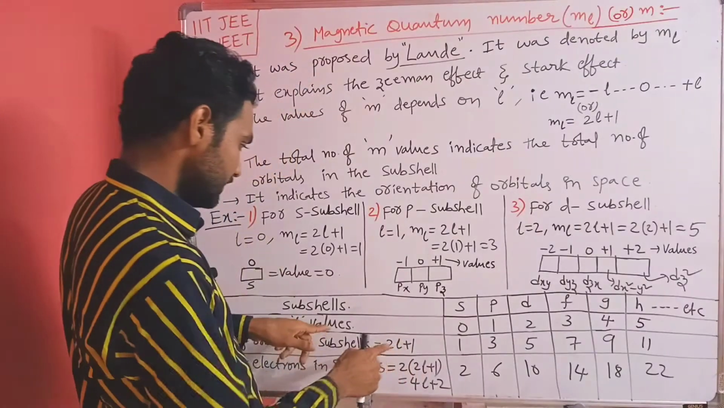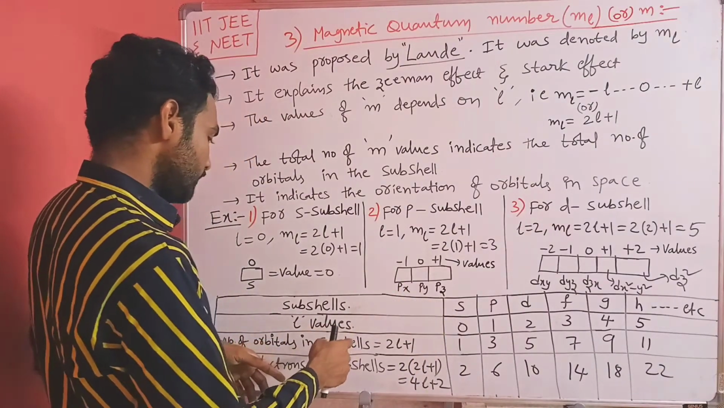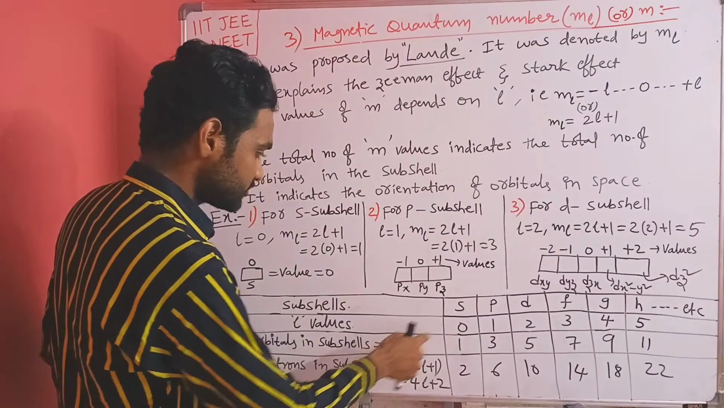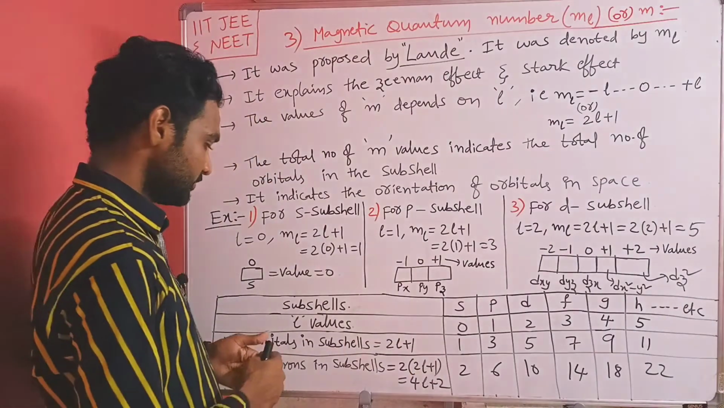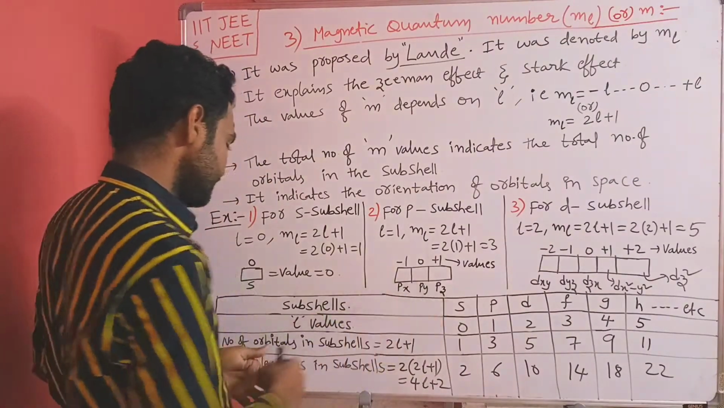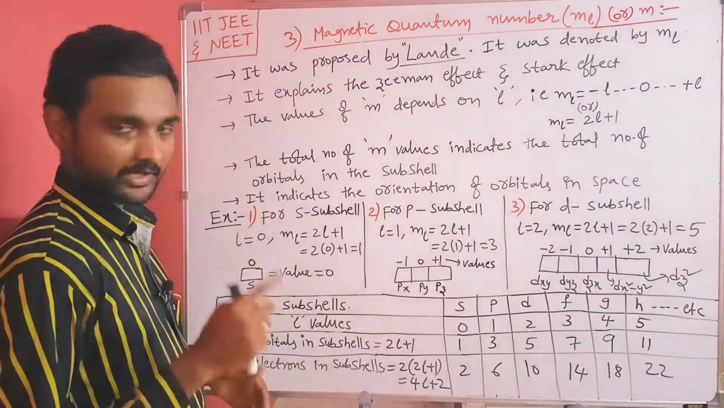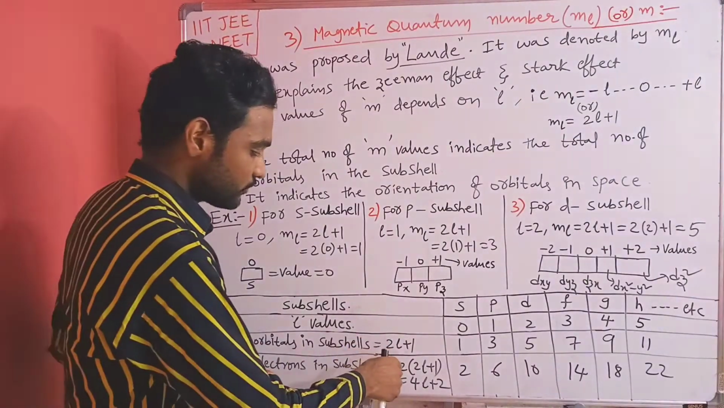See, now here for S subshell, I want to calculate the number of orbitals. The formula is 2L plus 1. Now here in the place of L, I have to substitute 0. Then 2 into 0 plus 1, it means 1. It means in the S subshell, how many orbitals are there? One orbital is there.